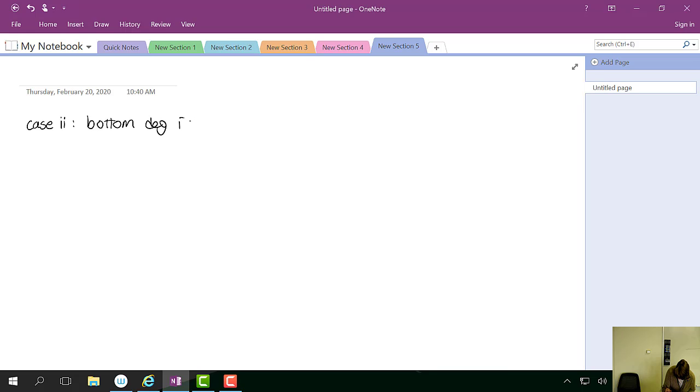Okay, and in the case that we have the bottom polynomial having a higher degree, what method should we try then? If the bottom polynomial is a higher degree, then we try what? Partial fractions.